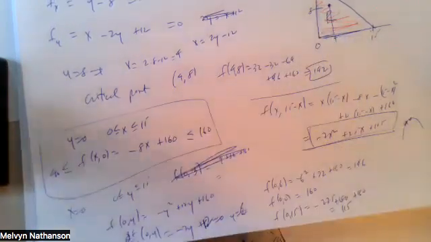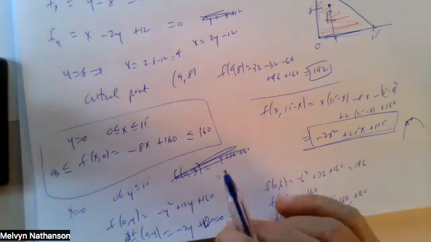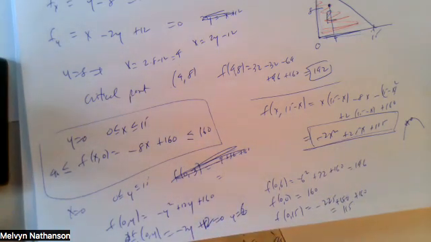You compare it to the value in the middle. Whichever is the largest value is the absolute maximum. Whatever is the smallest value is the absolute minimum. Okay.